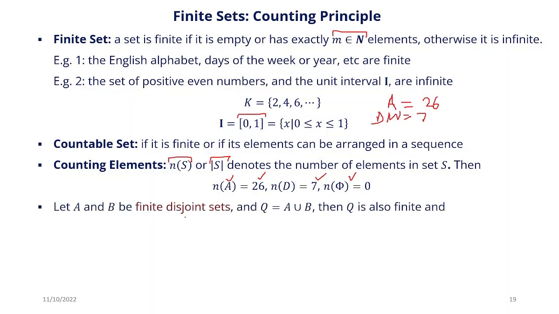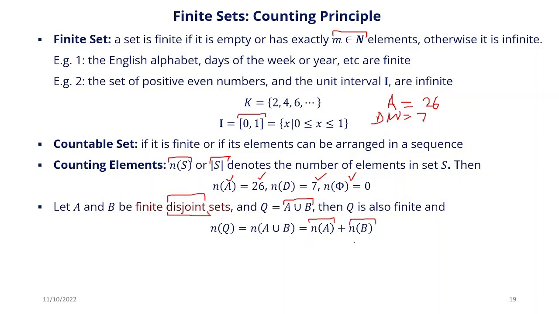Let A and B be finite disjoint sets. Finite and disjoint. Take note of this. There is no connection. If sets are disjoint, it means that the union contains every element of A and every element of B. So we can say n(A union B) is equal to the number of the elements of A plus the number of the elements of B. Only if they are disjoint.